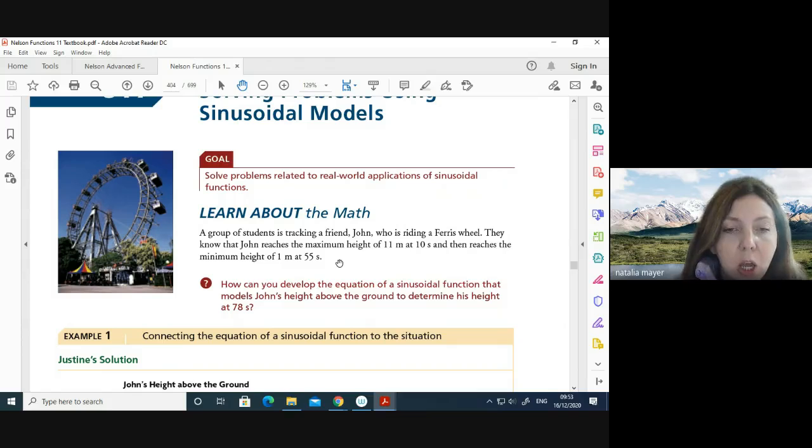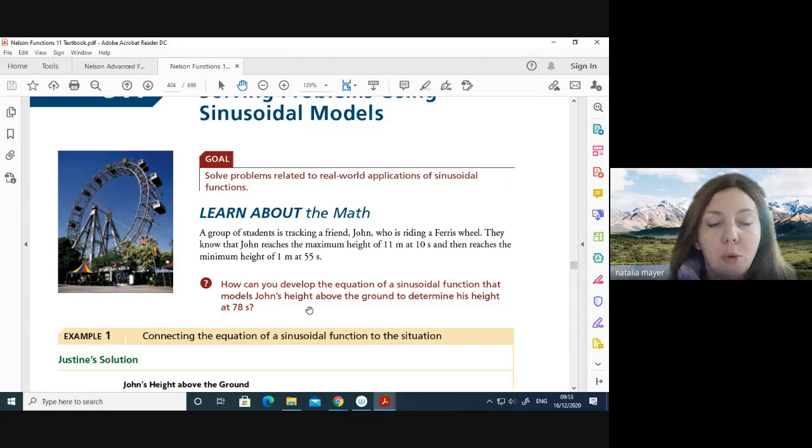Okay, thank you, Zain. So the question which is here in the textbook, based on this given information, is how can you develop the equation of the sinusoidal function that models John's height above the ground to determine his height at 78 seconds. So whenever you approach a question and you want to model, the first thing you want to do is to understand what two types of variables you're working with. What is going to be the variable or the type of data which would be modeled on the x-axis and which one is going to be modeled on the y-axis.